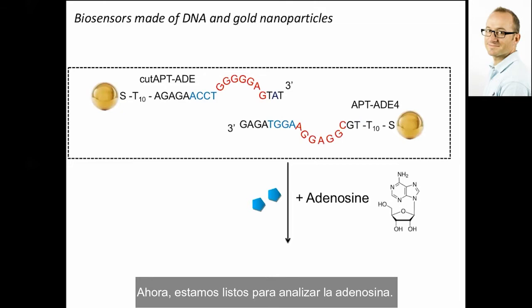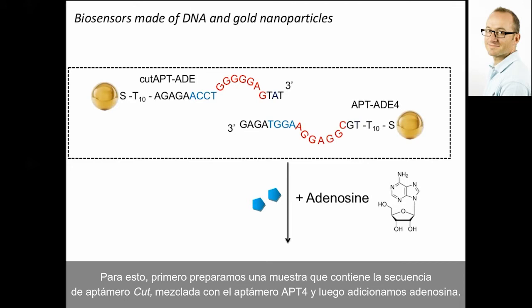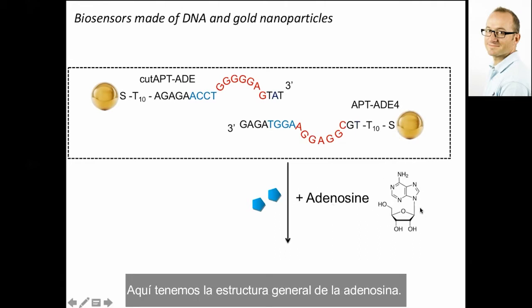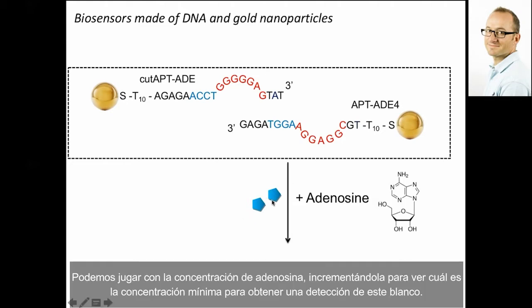Then we are ready to assay the adenosine. For that, we first prepare a sample containing the cut aptamer sequence mixed with the aptamer 4, and then we can add adenosine. Here you have the full formula of adenosine, and we can play with its concentration. We can increase the concentration of adenosine and see what the minimum concentration is to get a sensitive detection of this target.